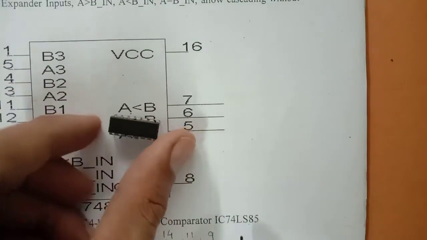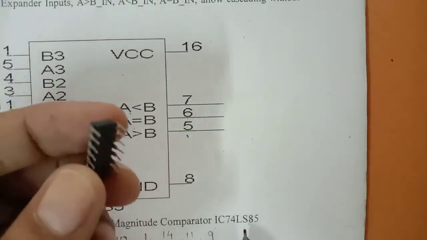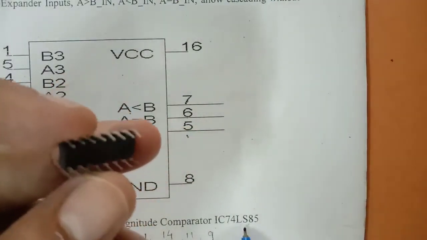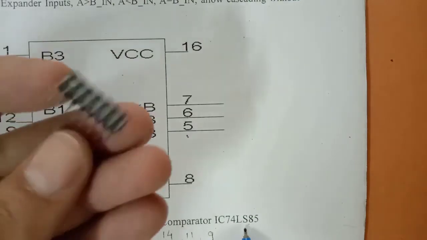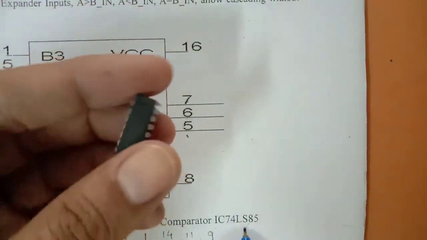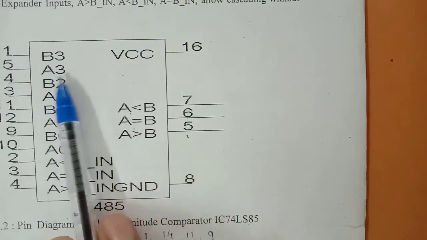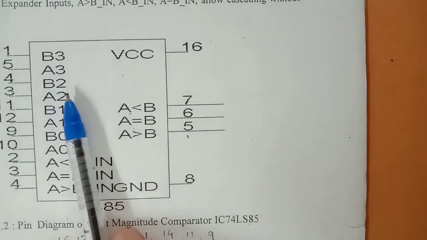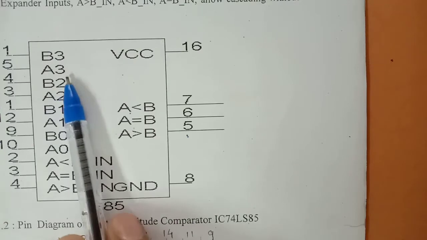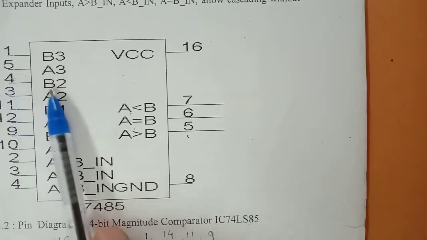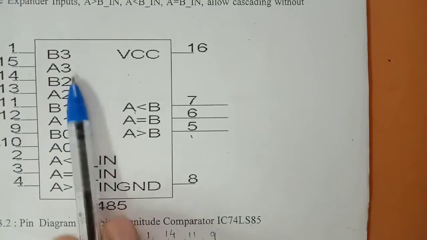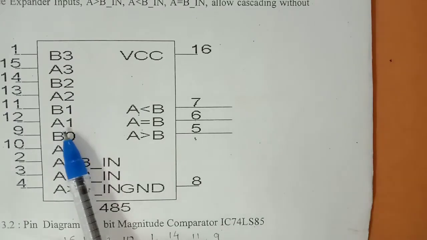See, this is the IC, and this is the back side. Then see pin number 1, B3. A3 is pin number 15. So all these pins we can mark by referring to the data sheets.